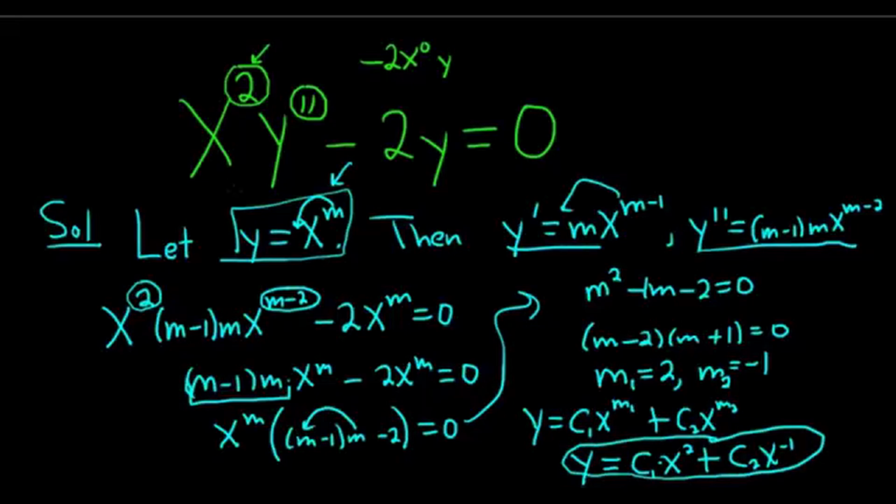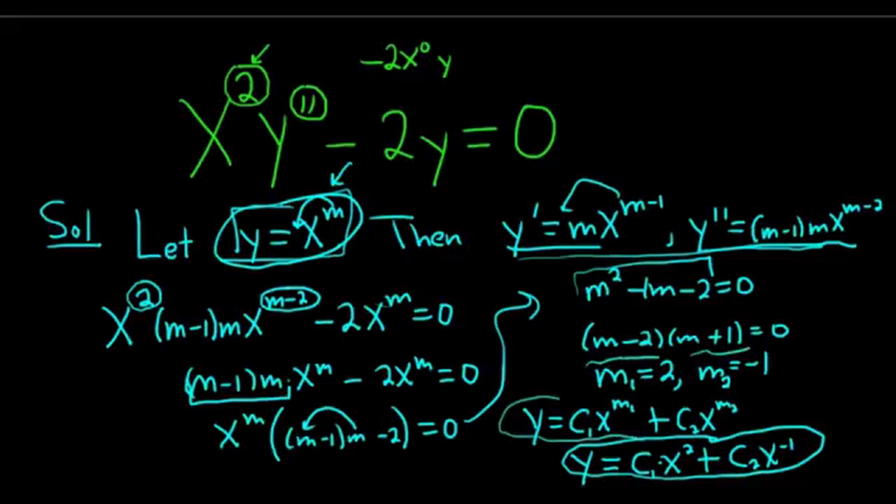So quick recap, whenever you have a Cauchy Euler, start by letting y be x to the m, take the derivatives, plug them in, simplify, you'll get some type of equation. In this case, we have distinct real roots. So the formula for distinct real roots is this one. And then all we do is we plug in the numbers, and that's it.